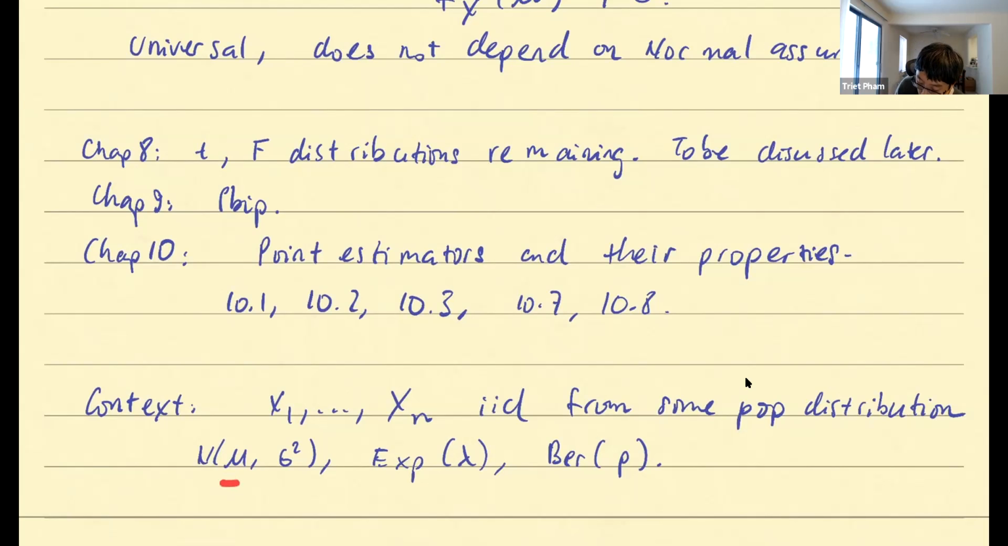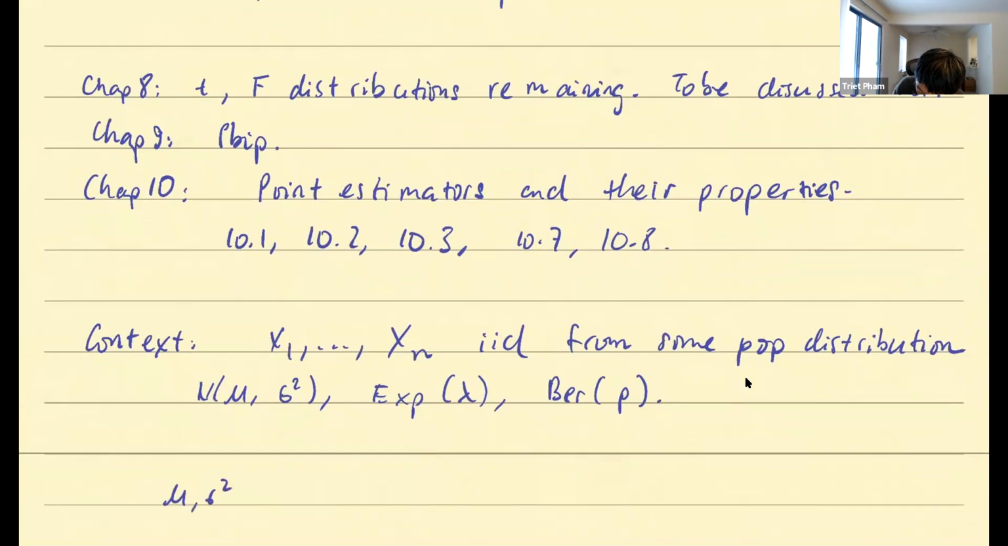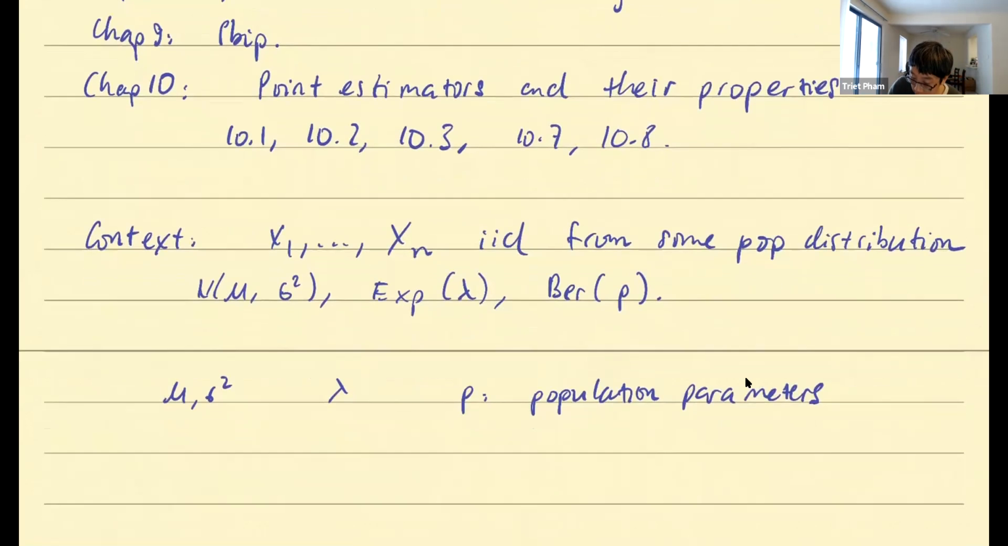We question these guys. We question the unknown population parameters. Okay, so mu, sigma squared, or lambda, or p. They are called the population parameters. And the emphasis is they are constants but unknown.